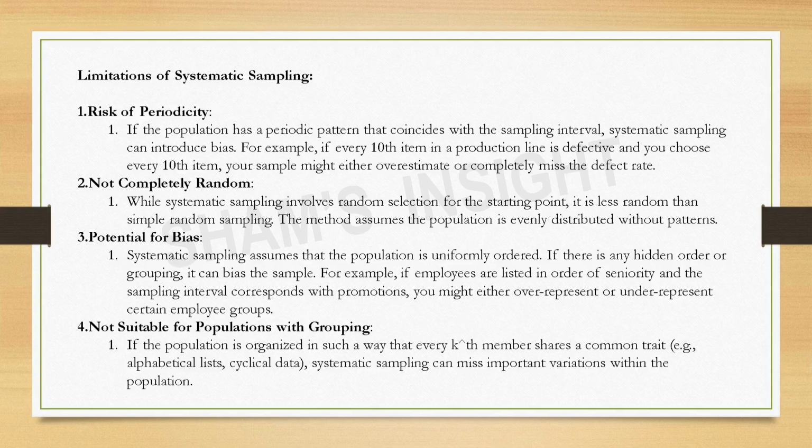And it is not completely random because it involves a random selection for the starting point and it is less random than simple random sampling. The method assumes the population is evenly distributed without any patterns.